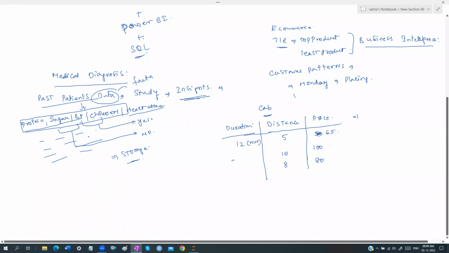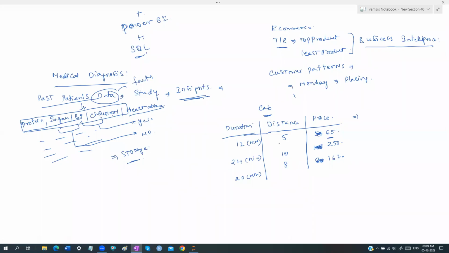For example, if it has taken 24 minutes, let us say the price may be somewhere around 250 rupees. For 8 kilometers, for example 20 minutes, let us say the price is going to be something around 167 rupees. Now, if I ask you to find out how this data is coming, we cannot understand it. I just gave some randomness only. I don't know how they came. Even I do not know how they came actually.